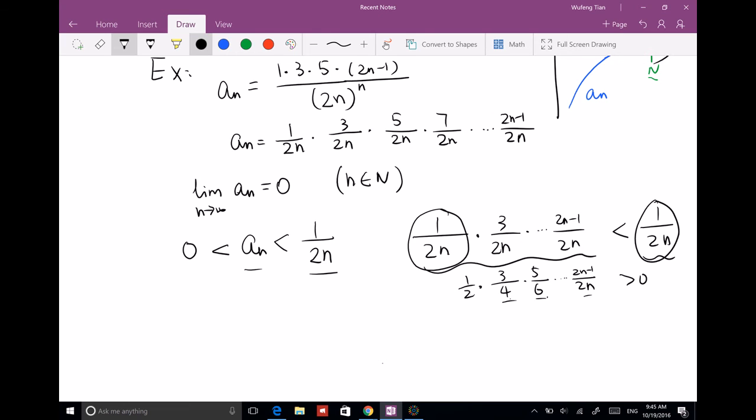So now I have a_n is less than 1 over 2n, but it's bigger than 0. And we can tell the limit as n goes to infinity of 1 over 2n, that's a very obvious thing. You can tell me what's the limit of a_n.